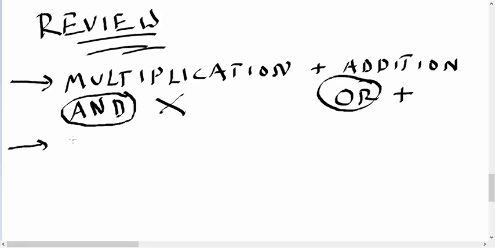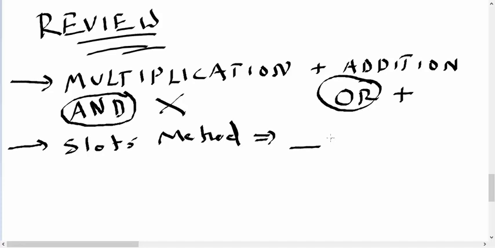Next, we went through the slots method. The slots method. And it basically, what does it look like? Well, depending on the number of things that you're choosing, one thing times another times another. And with each thing, we kind of say to ourselves, okay, how many options do I have for this first slot? How many options do I have for the second? And so forth.